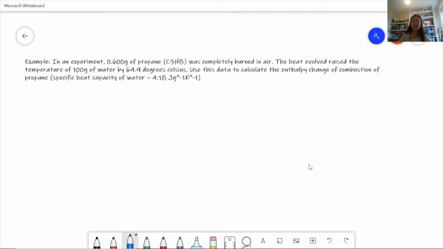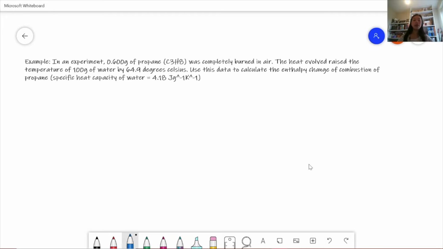Now we're going to look at an example of how to calculate the enthalpy change. So in an experiment, 0.600 grams of propane was completely burned in air. The heat evolved raised the temperature of 100 grams of water by 64.9 degrees Celsius. Use this data to calculate the enthalpy change of combustion of propane. It will always give you the specific heat capacity of whatever you're heating up, so you're not expected to know that.